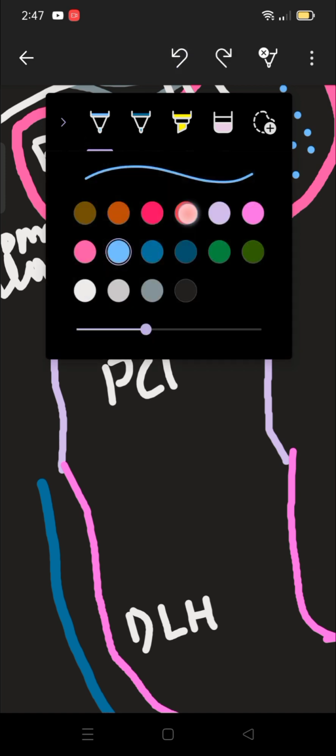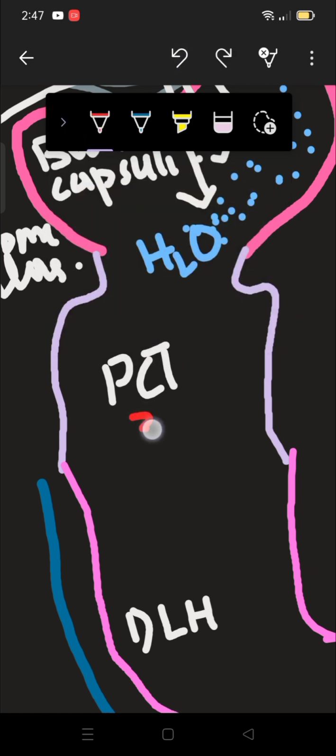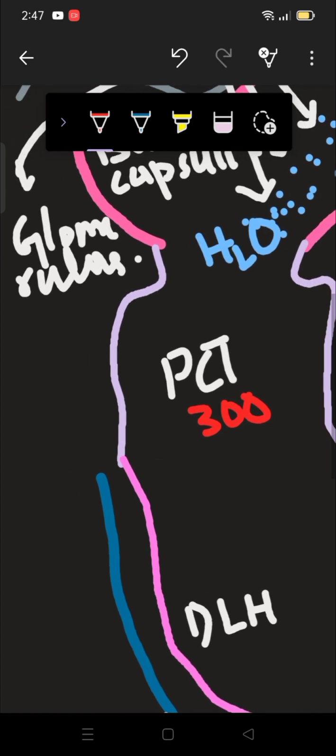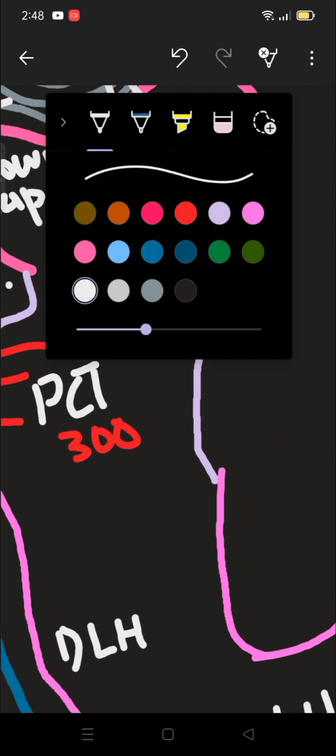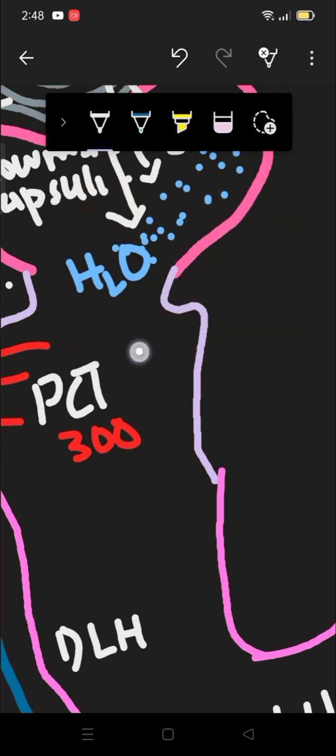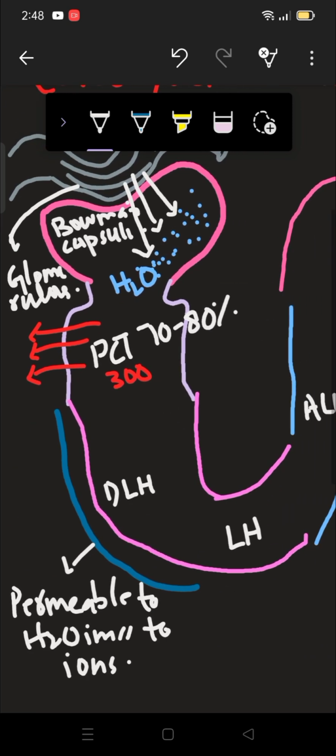That would be 300 osmol per liter. Alright, but from here the water will be reabsorbed to the peritubular capillaries. And how much water will be reabsorbed? 70 to 80% of the water will be reabsorbed. So here let me write this: 70 to 80% water would be reabsorbed.